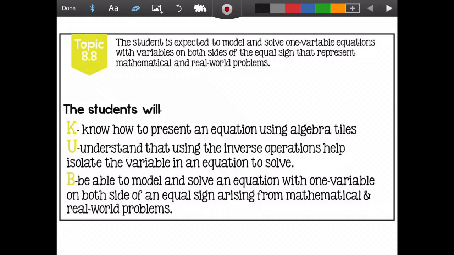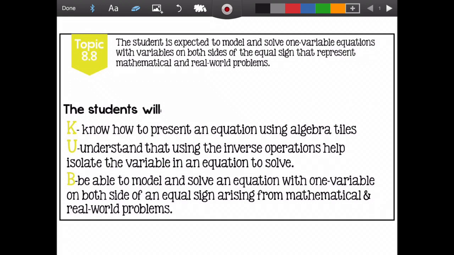Hey guys, so welcome back to part 2 of 8.8c, where we are still representing equations using algebra tiles, and we are understanding how to solve equations using the inverse operation and isolating the variable. Today we're going to be able to model and solve equations with one variable on both sides of an equal sign arising from a mathematical and real-world problem.